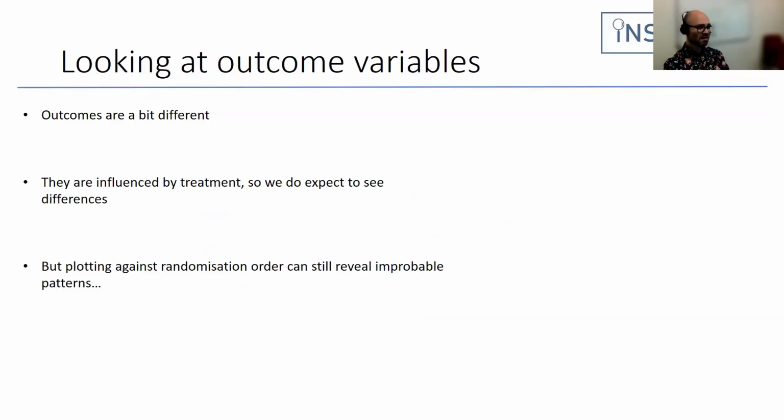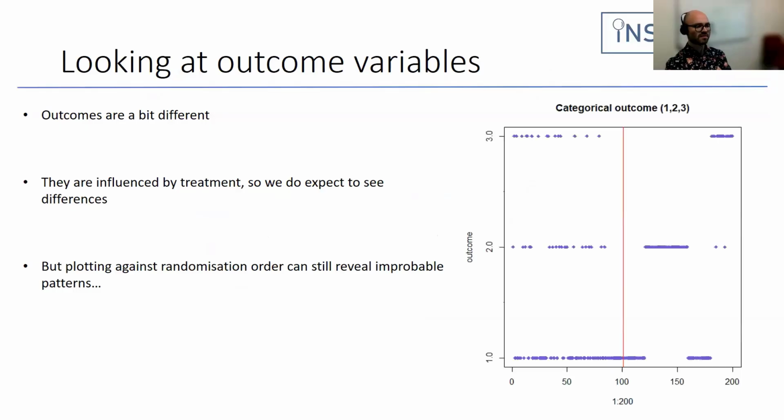And we can also look at outcome variables too. So not just baseline variables, but also outcomes. They're a little bit different because outcomes are influenced by treatments, okay? So we do expect to see differences if there is some sort of effect of the treatment. However, these kinds of plots can still be quite useful, all right? So what I'm showing you here is a categorical outcome variable, which takes three values, 1, 2, or 3. Again, just plotted in randomization order in treatment arm. Have a look. Do you see anything unusual about this one? Does anything look odd? Just give you a few seconds.